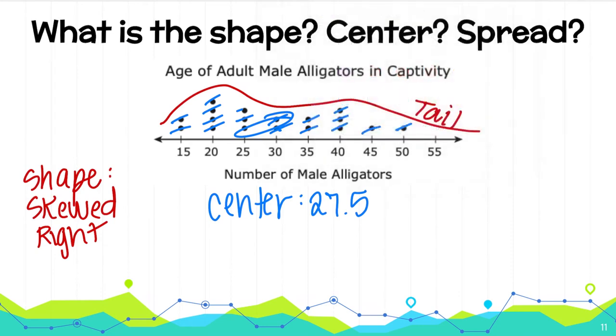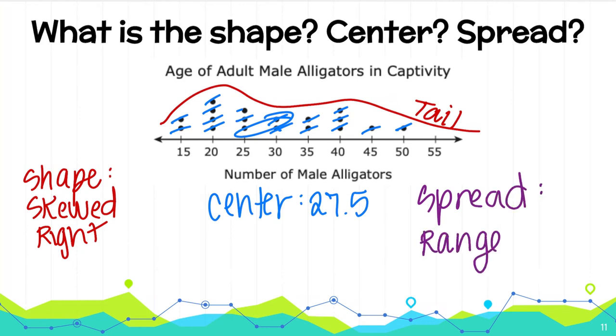And then for my spread, for now, I'm only going to identify my range. You could also identify your interquartile range from your dot plot by listing out all of your numbers and then calculating your quartile values. But for my range, the difference between 50 and 15 is 35. So my graph has a spread of 35 alligators.